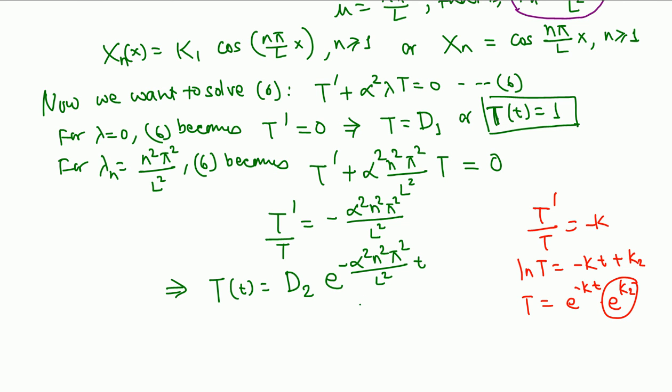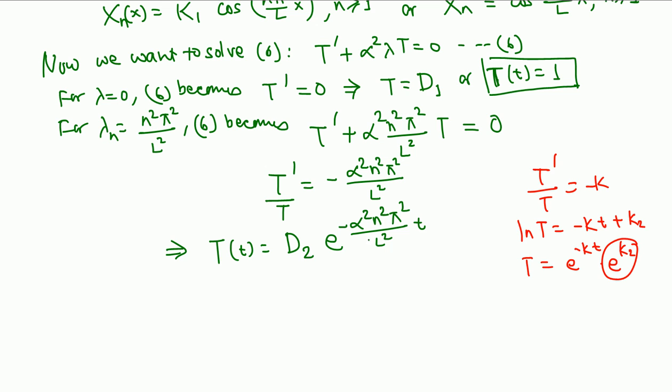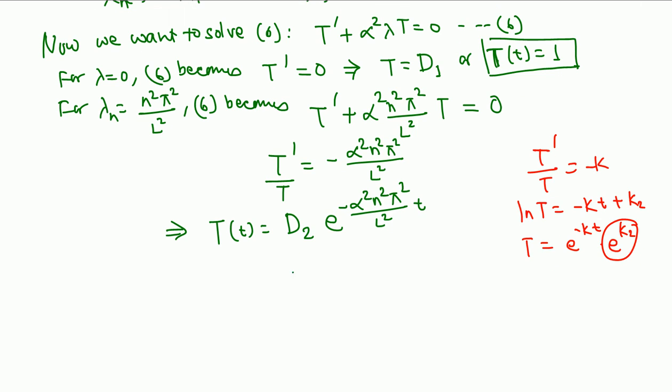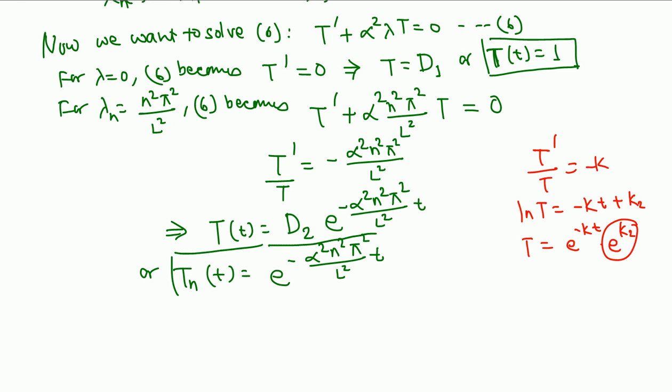Okay, and that means T is proportional to this function, and we can always take d2 to be just a constant 1. Look, we have infinitely many n's, so we have to put n: Tn equals e raised to negative alpha squared n squared pi squared over l squared t, just taking d2 to be 1. So this is another solution, T when lambda is this. So now we want to find the solution u.